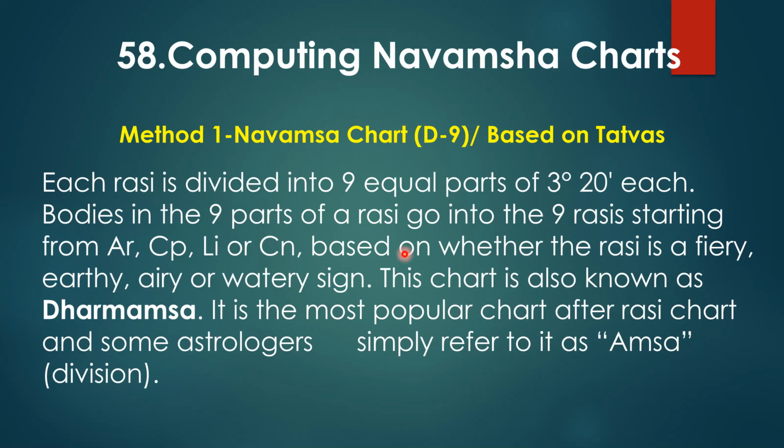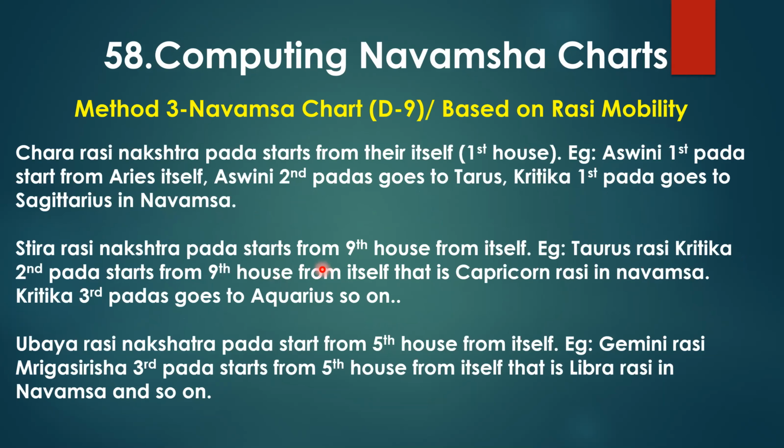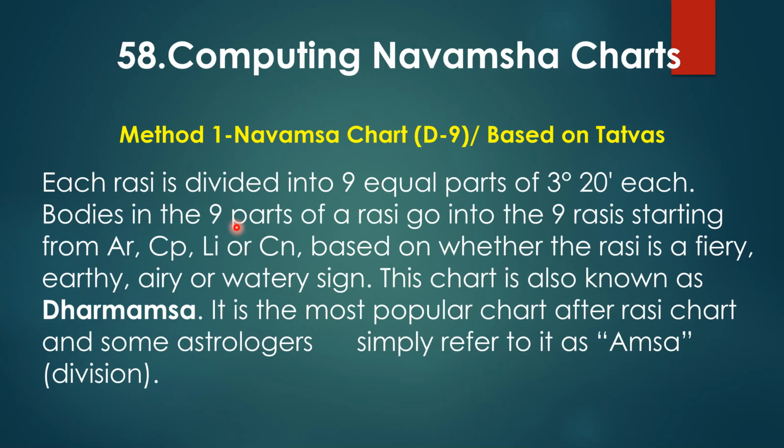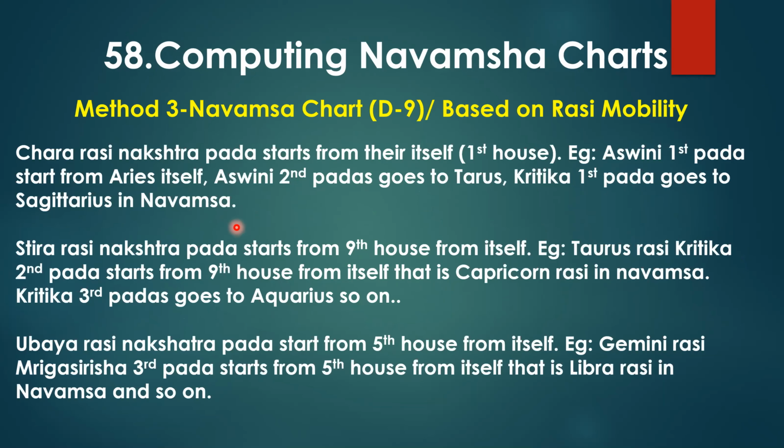Same D9, I need to elaborate a little bit. Fiery signs start from the Aries and earthy signs start from the Capricorn. Airy signs start from the Libra. Watery signs start from the Cancer. Okay? This is the third one. You just go through this one.